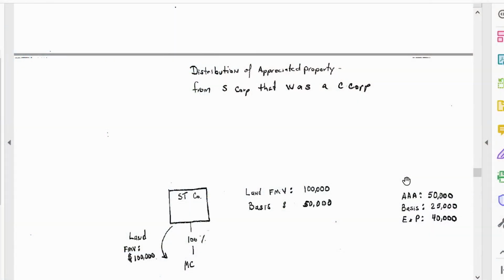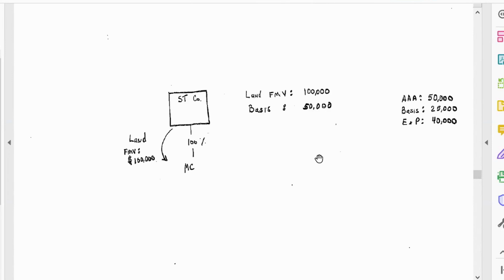Distribution of the appreciated property from an S Corp that was a C Corp. Because it looks like I actually might have put some sort of steps or procedures in here that I don't even remember. And we'll see how close I was in describing what happened. Okay? S Corp distributes land, fair value of 100, to MC, whoever the MC is. Land fair market value of 100, basis of 50, AAA of 50, basis in the shares of 25. Is that what that says? Okay, 25, EMP of 40.